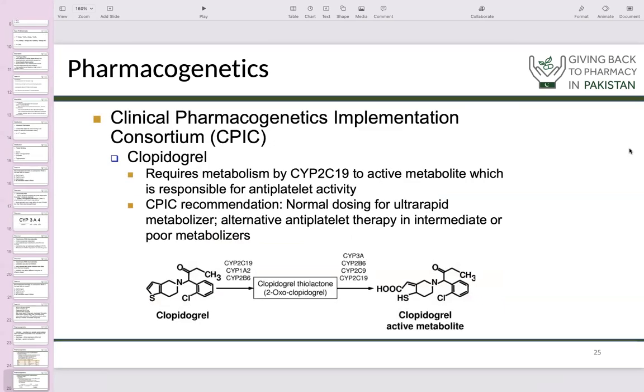So taking the example of clopidogrel, the CPIC mentions that it requires metabolism by CYP2C19 to an active metabolite, which is responsible for the antiplatelet activity. So the CPIC recommendation: normal dosing for ultrarapid metabolizers, and alternative antiplatelet therapy in intermediate or poor metabolizers.